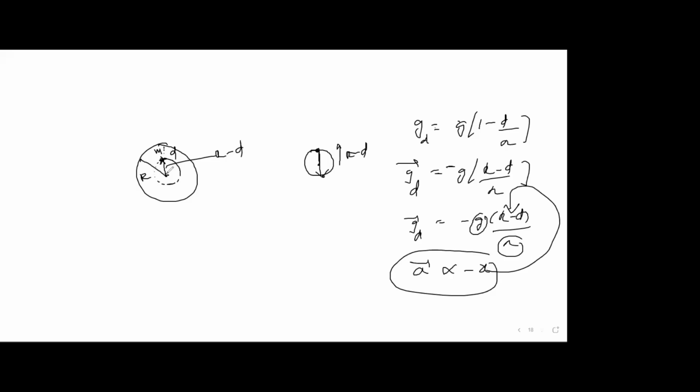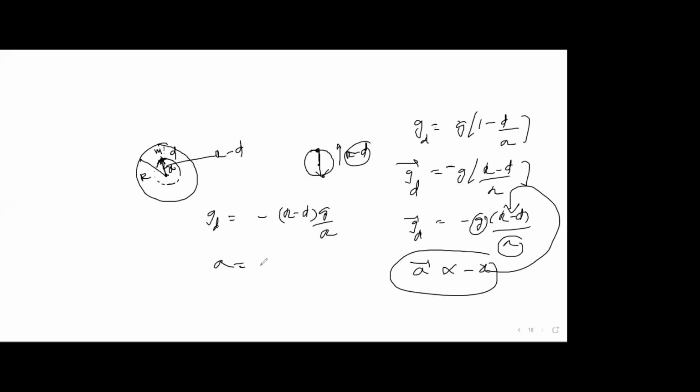See, from the center of the earth, if I consider this position x, how much is the position x from the center? R minus d. So it is satisfying the condition of SHM. So a is proportional to minus x. When you compare the magnitude of g_d, minus and so on, it is (R minus d) into g by R.